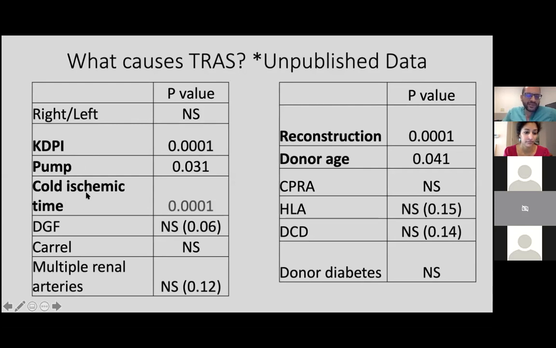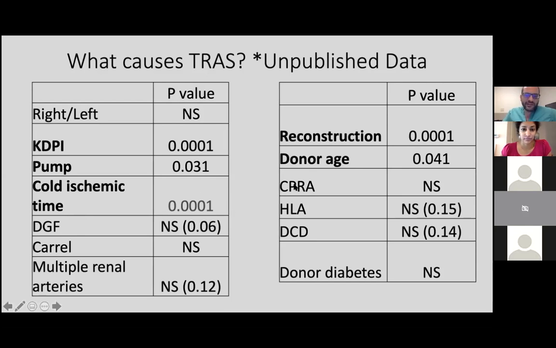The cold ischemic time is how long it's been out of the patient. Reconstruction is whether the transplant surgeon had to manipulate the vessels and reconstruct it. And then donor age is self-explanatory. Those are the only things that ended up being significantly associated with transplant renal artery stenosis. And we're going to go into the subgroups and see if there were particular patterns, but I don't have that data back yet.